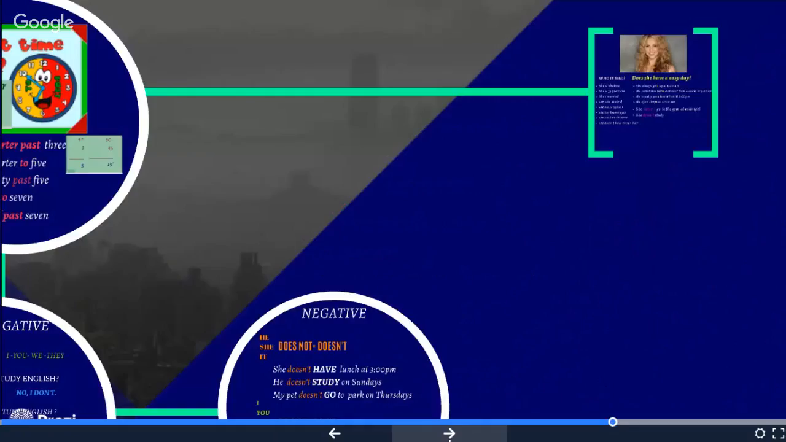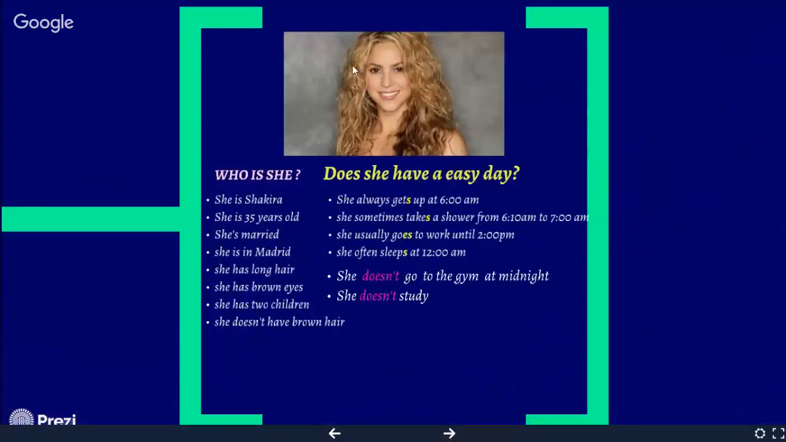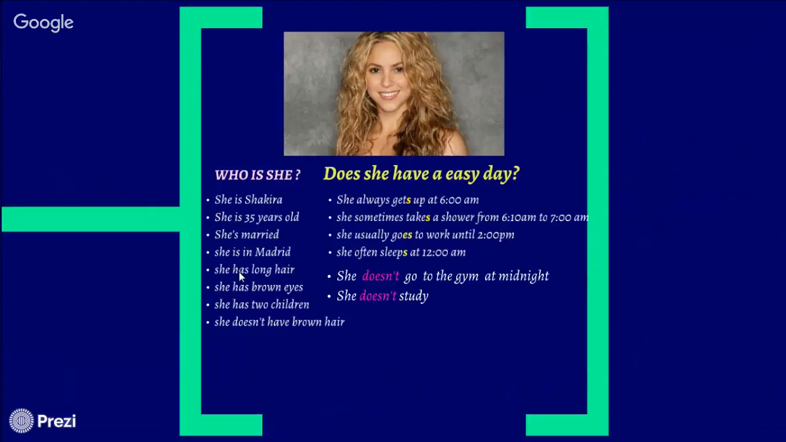Here I have some examples about this person. The question is, who is she? I use here the verb to be. She is Shakira. She is 35 years old. She's married. She is in Madrid. She has, because remember about the rules. When it's he, she, it, you have to follow some rules. She has long hair. She has brown eyes. She has 2 children.